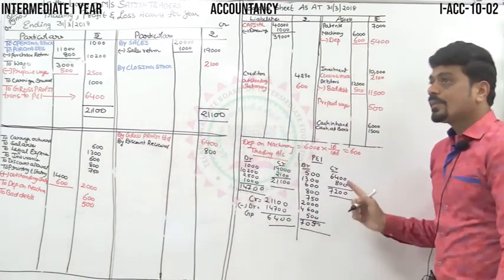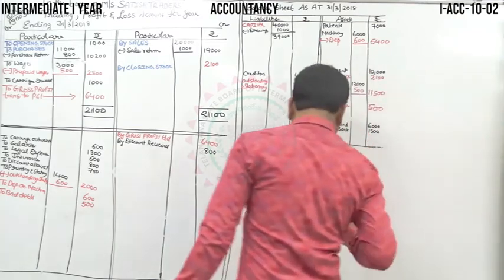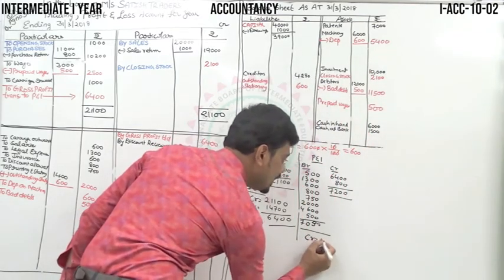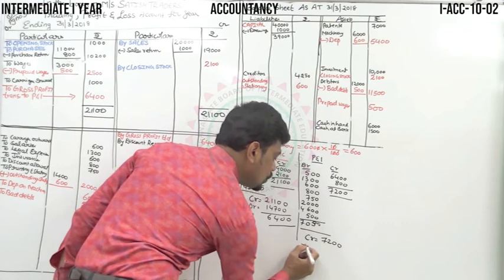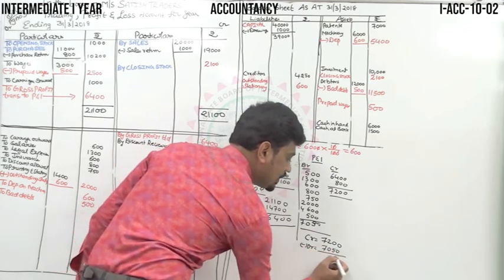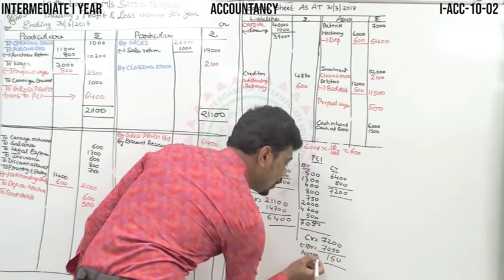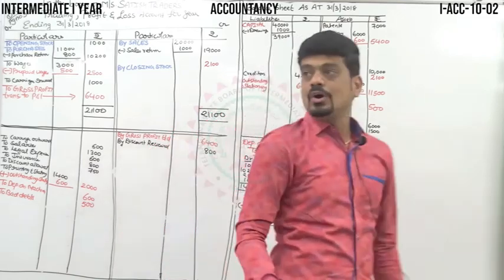7,200. Which total is more again? Credit is more. So here itself you can do credit 7,200 minus debit 7,050. So 150 we got. That is net profit.